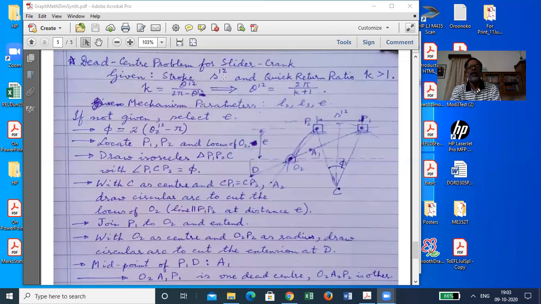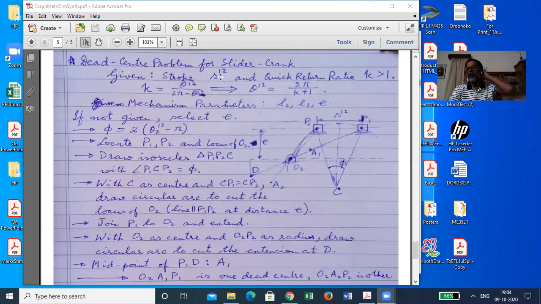So you have to coordinate the stroke and quick return ratio for the crank motion. What it means basically is that the stroke is this. So why is it a dead center problem? Because at one end of this slider motion there is a dead center, and at the other end there is another dead center. Basically links 2 and 3 get aligned at these two configurations, and that is why beyond this it cannot go.